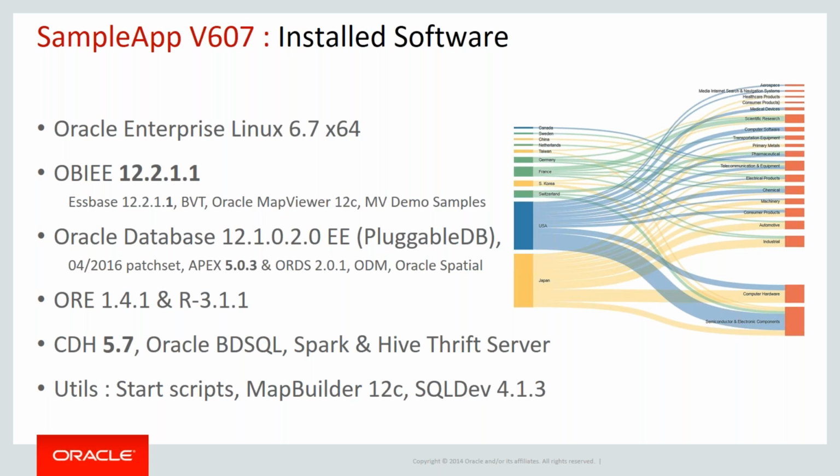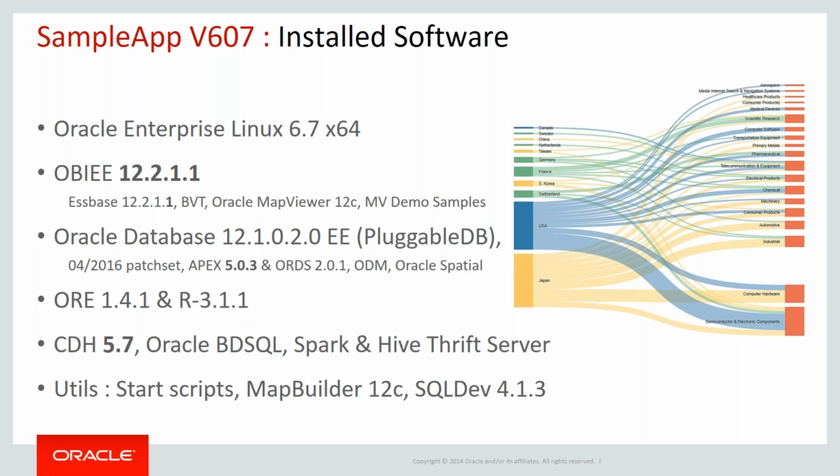For instance, OBIEE 12211 is on there, and many of the pieces on here, including, by the way, a quick plug for another demo in there called MV Demo, MapViewer Demo, on the SampleApp platform. You can play with a lot of things that you can do with geospatial analytics that are not exposed with OBIEE, but are very capable of doing in MapViewer. Check it out with MV Demo. It does run in the Oracle database. You can see the versions on here as well.